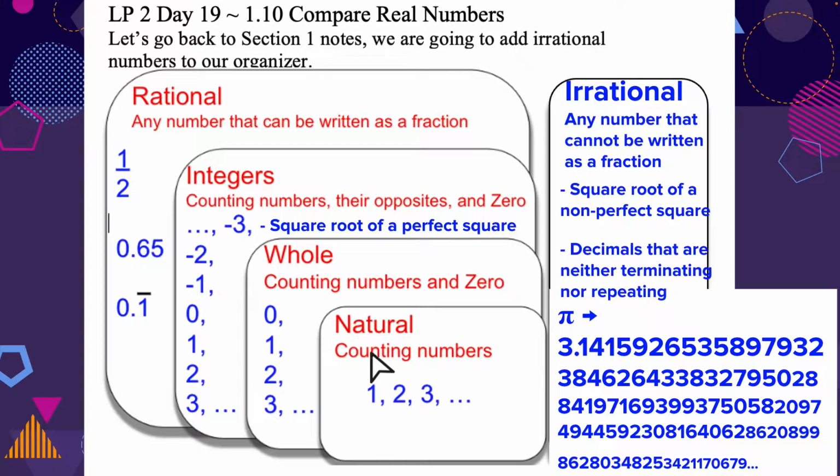So natural numbers are counting numbers, 1, 2, 3, 4, 5, 6, 7, 8, 9, but there's no decimals. Whole numbers are counting numbers and 0. Integers are the counting numbers, their opposites and 0. So it's positives, negatives, and zeros, but again, no decimals here.